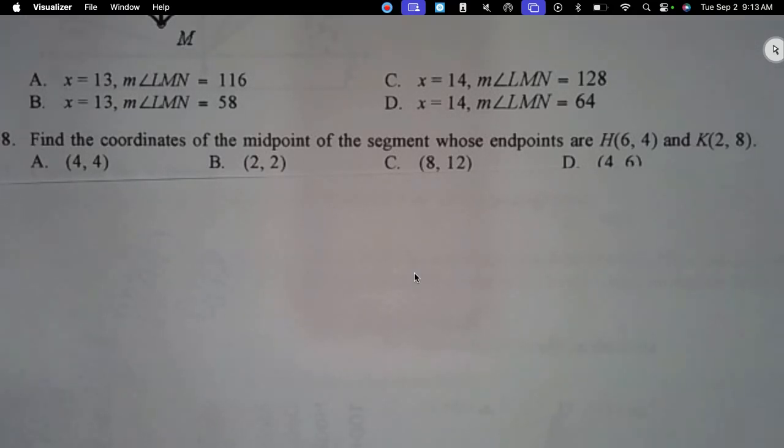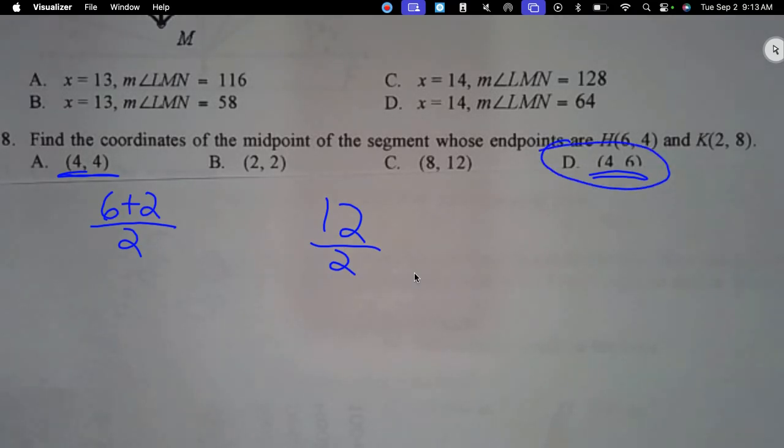Okay? So what are my x values on h and k? 6 and 2. So in my calculator, I would do 6 plus 2, and then I would divide that number by 2. What is that? What's 8 divided by 2? 4. So it's going to be either this one or this one. Now let's do the y value. I would do 4 plus 8. What's 4 plus 8? 12. And then 12 divided by 2. What's that going to be? 6. So my answer is D. That would be my midpoint. Are we good with that one? Yes.